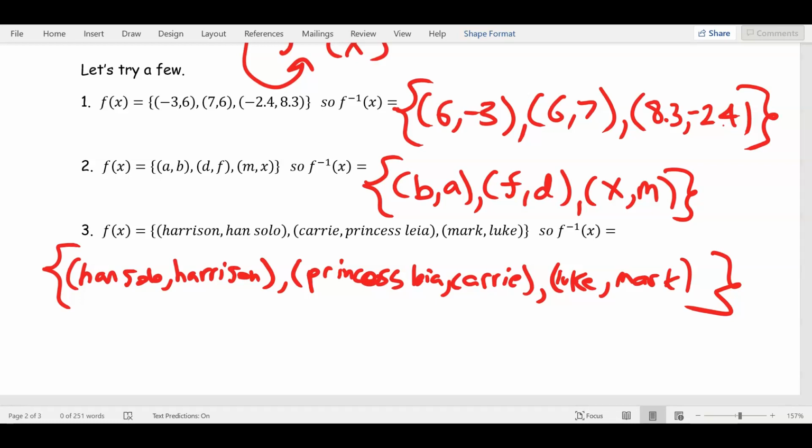You can flip it to the next page. So far, we've only done points, ordered pairs, coordinates, whatever you want to call them, okay? Now, on the next page, we have what's called mappings.